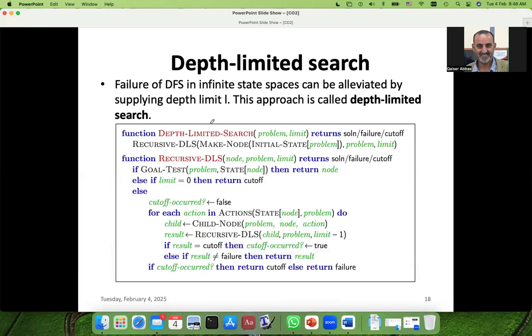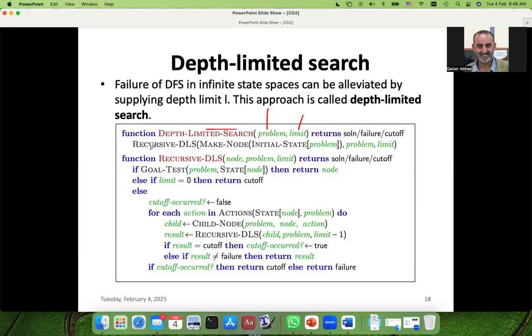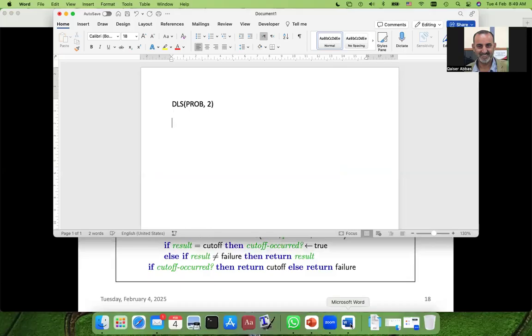Okay, so the first call is DLS with the problem information and the limit. Here I am writing DLS, problem, and the limit is 2. I am calling it. And then we are calling recursive DLS with the initial state of the problem, the problem information, and the limit 2. So the initial state is A. We are leaving this problem, okay? We don't need that.